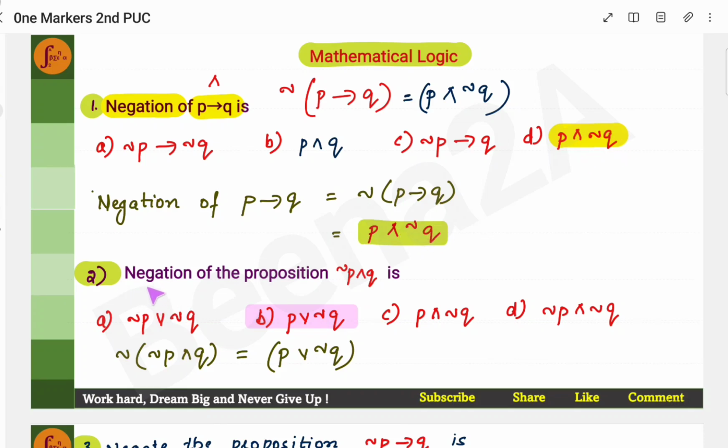Next one, negate this particular proposition. Now here, what does negation mean? You'll have to put not and put the entire proposition inside like this, right? This is negation. Now you have to simplify this. So here what you'll do, not of not P. What is not of not? It will get cancelled. So it will be P. And instead of this and, it will become or. And not Q. Like this. So this is the answer.